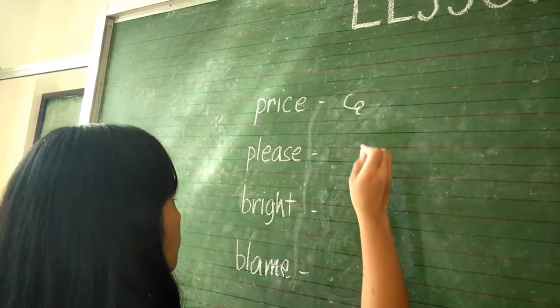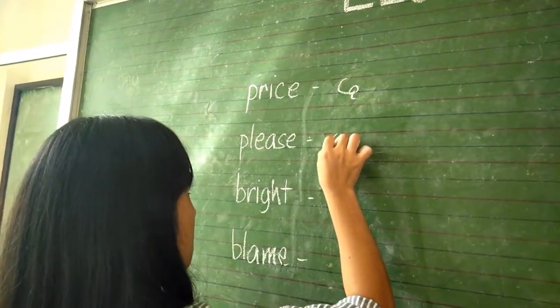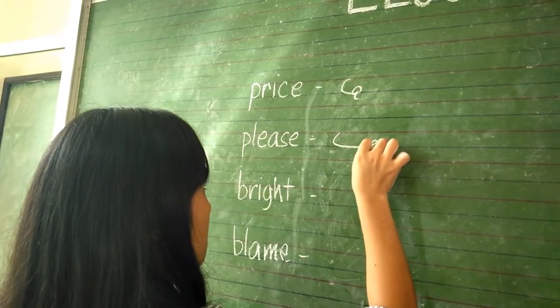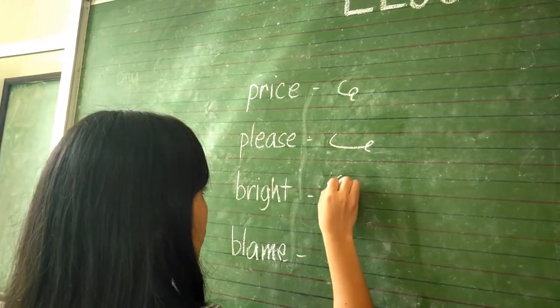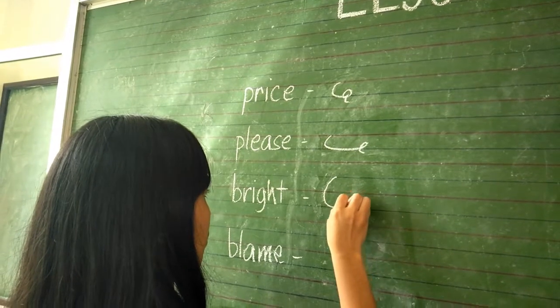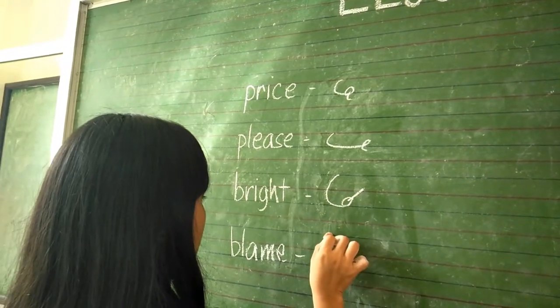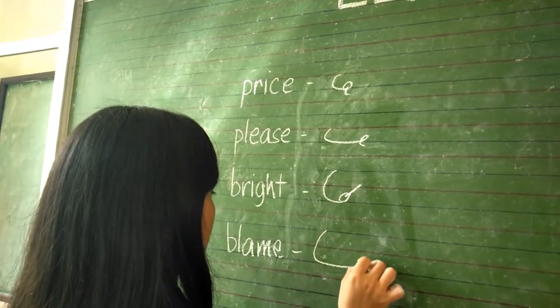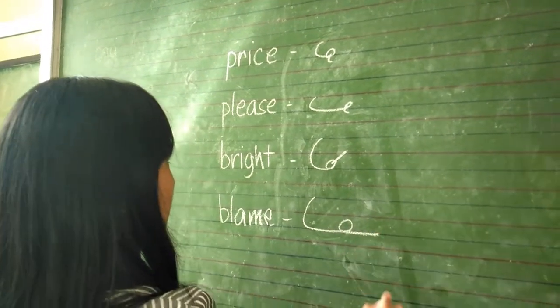Observe that the combinations PR as in price, PL as in please, BR as in bright, and BL as in blame are written with one sweep of the pen without a pause between the P or B and the R or L.